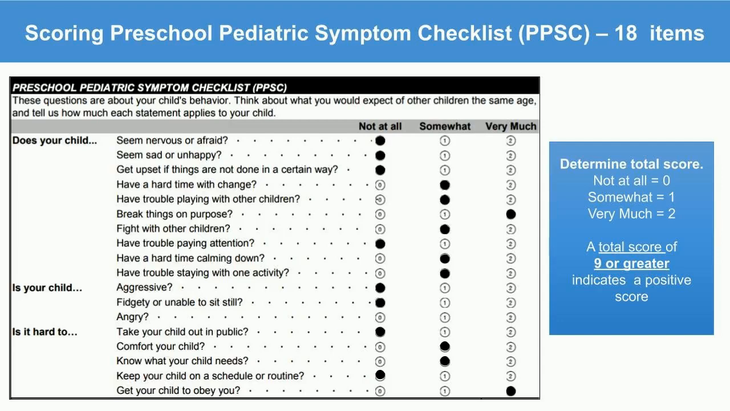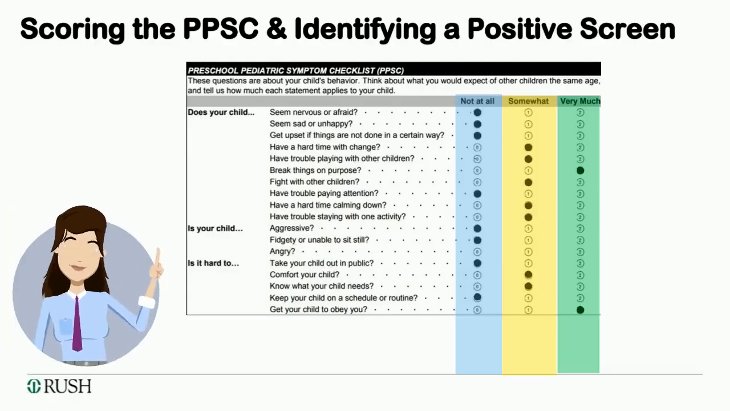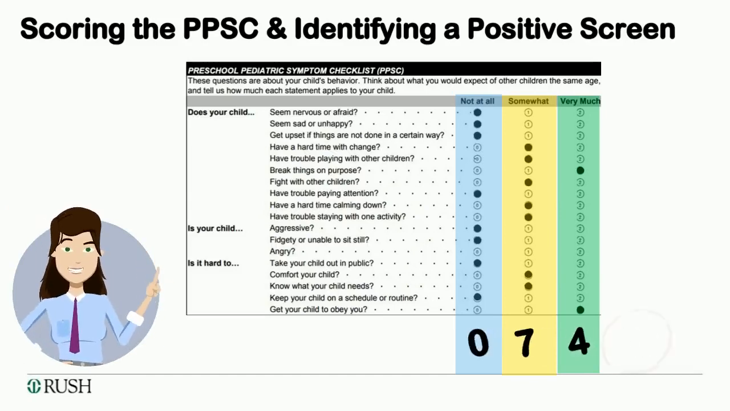The Preschool Pediatric Symptom Checklist is the second module of the Behavior Emotion domain, following the BPSC. It is scored based on 18 items. Like the previous modules, the point values for each response remain the same.